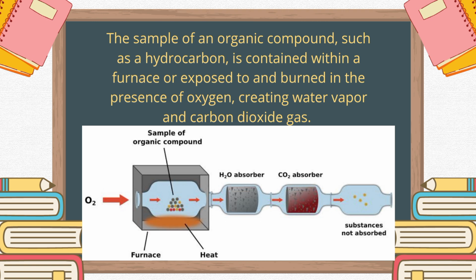As you noticed, there's no hydrogen in carbon dioxide, and there's no carbon dioxide in water. So all carbon is converted to CO2 and all hydrogen is converted to H2O. Anything else passes through the system and is not absorbed. Only the water and the carbon dioxide are absorbed. So other elements are determined by subtraction.